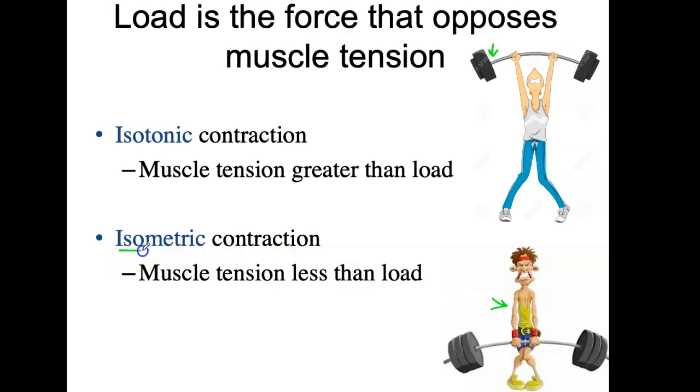So iso means same, metric, same length. So the muscle is the same length. In other words, it can't continue to overcome what that load was. If you go up to a wall and push against the wall, it doesn't mean that you're not engaging muscle in there and the sarcomeres are not trying to slide. They're sliding a little bit, but they're not pushing the wall down. Okay, so that's same length.